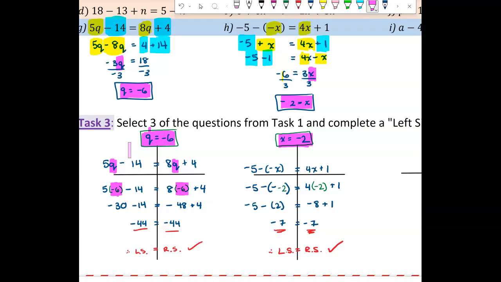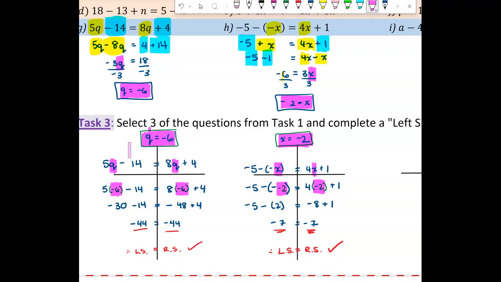I do another similar one here with x equals -2. The original question was up here, so I rewrote it here, drew my line down the equal sign, and then I just substitute wherever I see an x with -2. And note that here x is -2, so that's just -2, but there's still that negative in front here, so that stays over here in front. Over here, there's an x, so I put that as -2. That gets multiplied by 4.